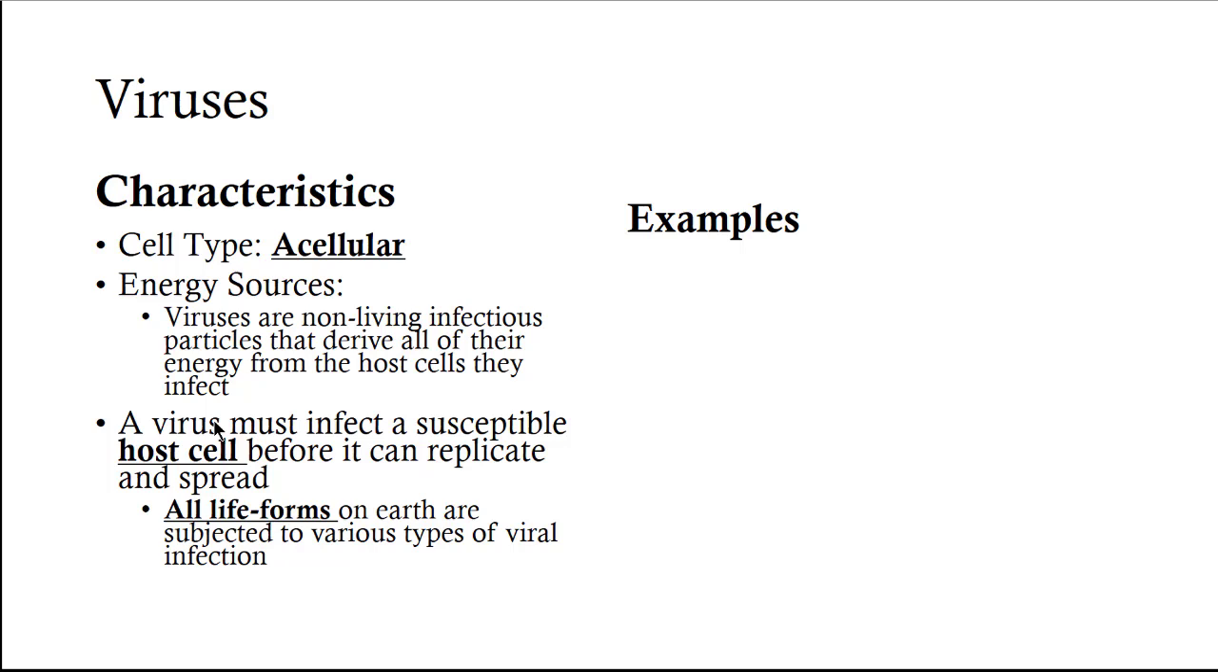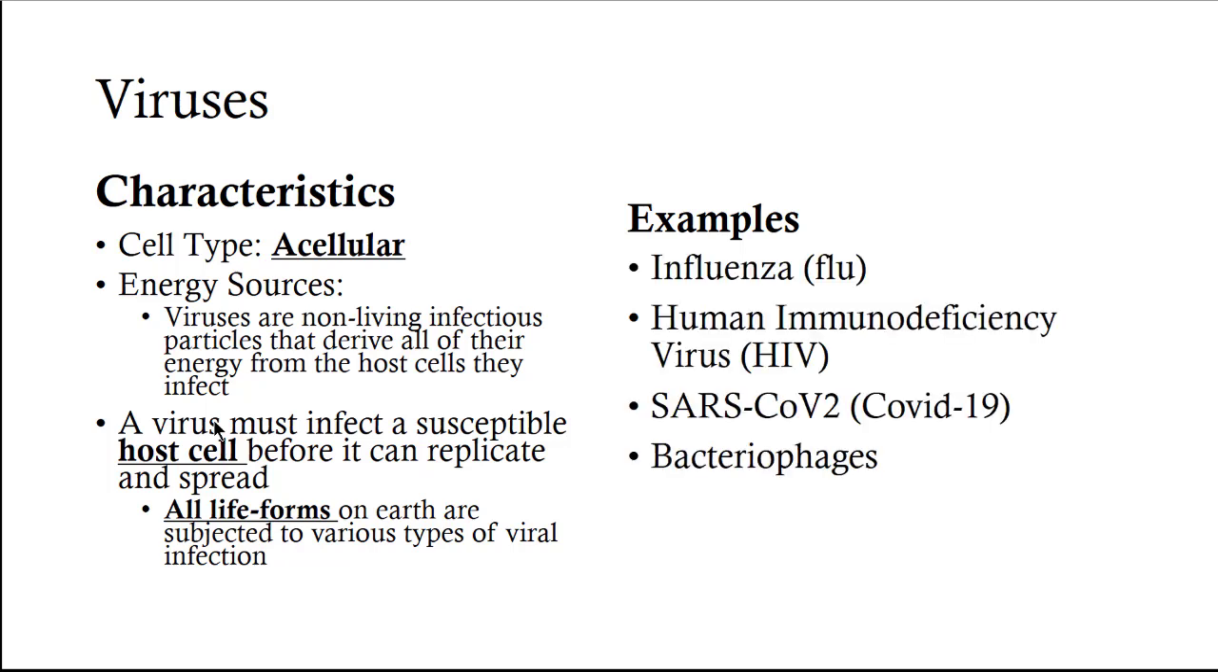So there's plant viruses, animal viruses, even more specifically human viruses. There's cat viruses, dog viruses. And then there's bacterial viruses. There's actually a whole range of viruses often associated with different specific groups of organisms. Some of the ones that we're familiar with would be the flu virus, which is influenza, HIV, human immunodeficiency virus, and COVID-19, SARS-CoV-2.